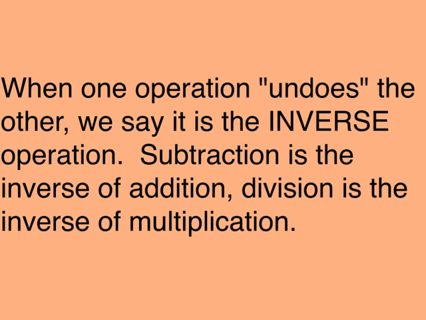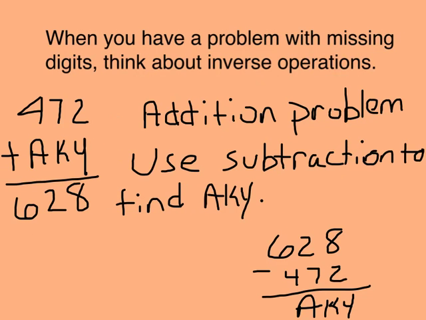Now we say that when one operation undoes the other, it is the opposite of, or the inverse operation. And we know that subtraction and addition are inverse operations of each other, they're opposites. And division and multiplication are opposites, or inverse, of each other. So when you have a problem and you don't have all the numbers, you've got digits and some letters in there, getting you ready for some algebra, you need to think about inverse operations.